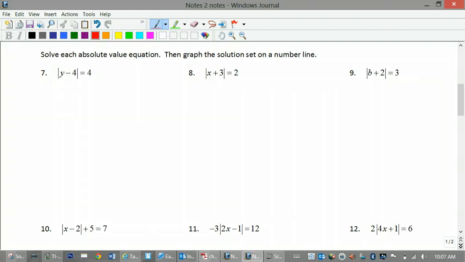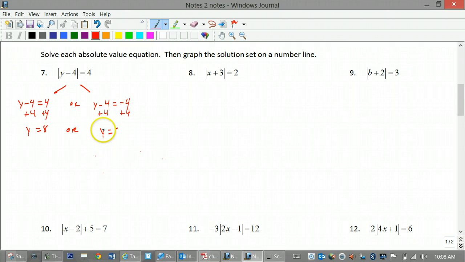All right, so here we go. We're going to first solve number 7. So we split it, right? Same exact stuff on the inside, same exact stuff on the outside, just drop the absolute values. Then we do or. Y minus 4 equals the negative 4 on the opposite side. And we're going to solve those two equations. We get plus 4, y equals 8. Or plus 4, y equals 0. Then if we graph those on a number line, guys, we plot 0, put a dot, 2, 3, 4, 5, 6, 7, 8, and then plot 8.